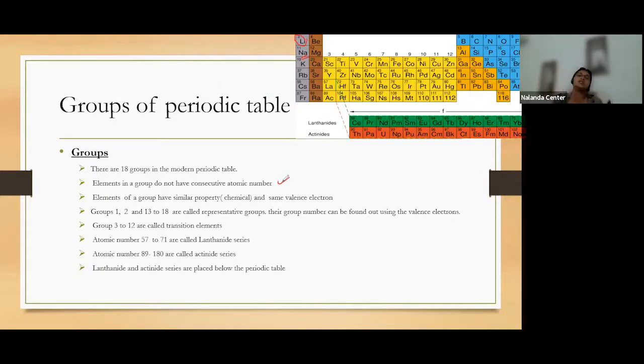The most important speciality of a group is that the elements within a group have similar properties, because the number of valence electrons is the same, so the valency is going to be the same. See the first group, the second group, and the 13th to 18th groups.